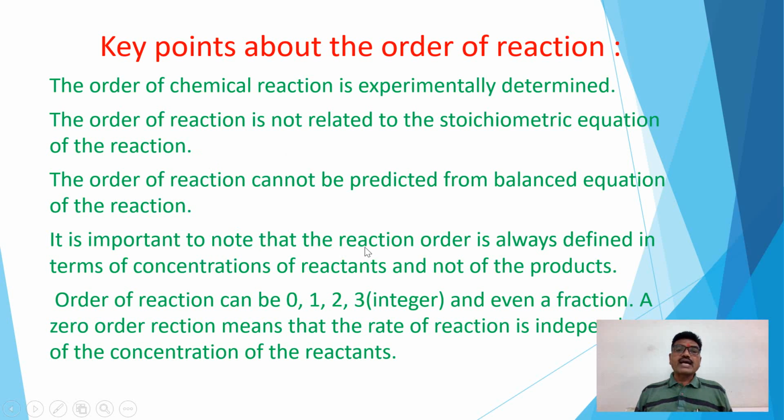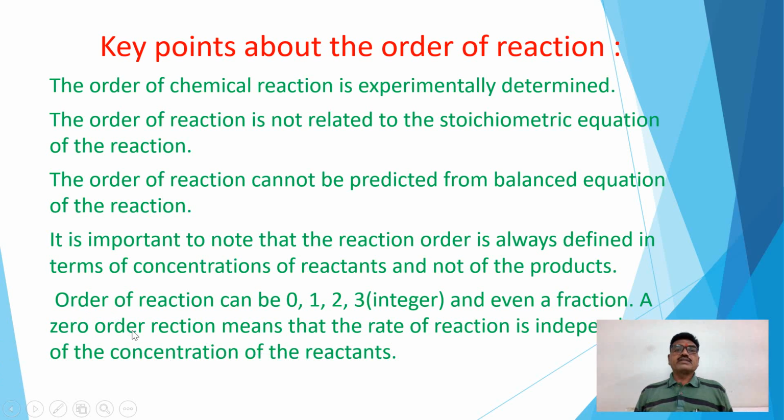It is important to note that reaction order is always defined in terms of concentrations of the reactants and not of the products. So, what is the another important point? The order of reaction is determined only from the concentrations of the reactants and not that of the products. And the order of reaction can be 0, 1, 2, 3, any integer, and even a fraction. A zero order reaction means that the rate of reaction is independent of the concentration of the reactants.